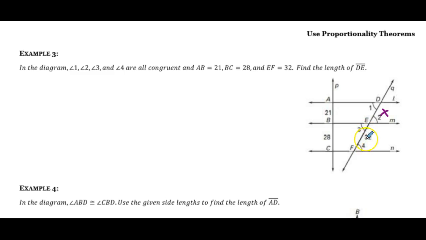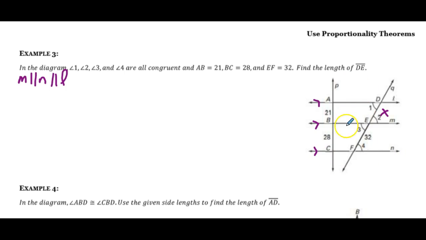There are a few different ways we could do that, but if you notice, my alternate interior angles 3 and 4 are congruent, so that means that M is parallel to N, and 1 and 2 are alternate interior angles, and they are congruent, so M must be parallel to L. Then if M is parallel to N and M is parallel to L, all three of them are parallel to each other. That's one way to prove that they're parallel.